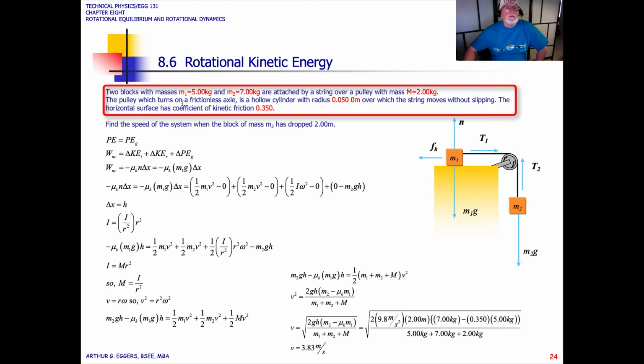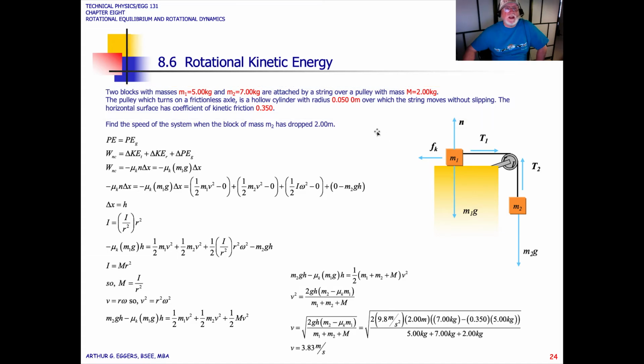The pulley, which turns on a frictionless axle, is a hollow cylinder, so there's your geometry, with a radius of 5/100ths of a meter, over which the string moves without slipping. Okay, another clue. The horizontal surface has a coefficient of kinetic friction, we're back to friction, of 0.35 or 35/100ths. Again, remember, coefficient of kinetic friction has no units, so it's just a number.